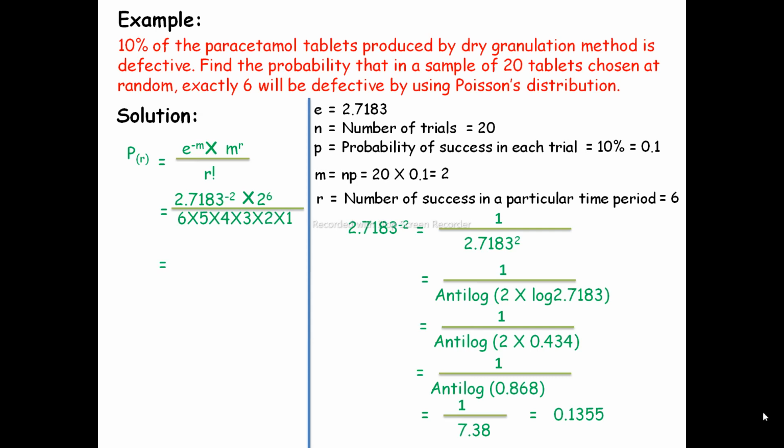2.7183 to the power of minus 2 is 0.1355, multiplied by 2 to the power of 6, which is 64, divided by this entire value. If you calculate, you will get 720. Just go on calculating it and you will get the answer 0.012, or you can write 1.2%. So we have got 1.2% probability of getting 6 defective tablets among the randomly selected 20 tablets.